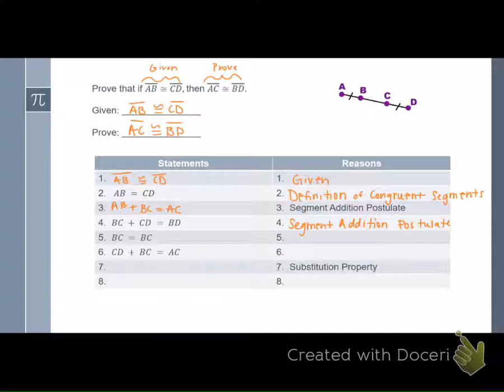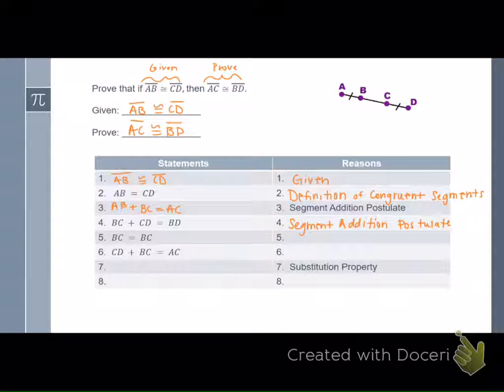Sometimes you have to stop and think about where you are trying to get to. Well, I need to get to AC and BD being the same, so I need them in my proof somewhere. I can't just all of a sudden get them to appear. To do that, we use the segment addition postulate, which is something we can actually use. It's not just magic, okay? From there, we say that BC is the same thing as BC.